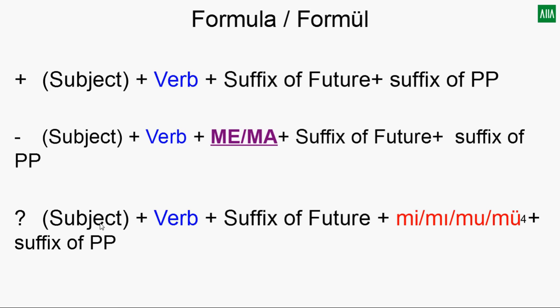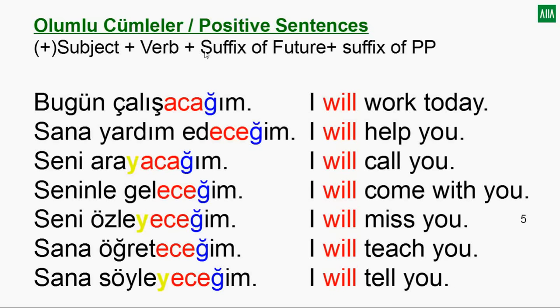Okay, guys. So for the question form, you use verb, suffix of future. Look, be careful here. After the suffix of future, you put the question word: mi, mı, mu, mü. After that you put the suffix of personal pronoun. So the only difference here, as you see, very briefly I'm summarizing, is that for question sentences, after the suffix of future you put question words, and to make negatives, you put only me or ma after verbs. That's it. So let's see some positive examples.